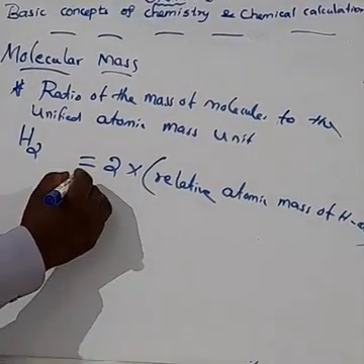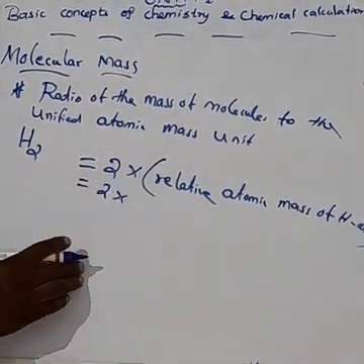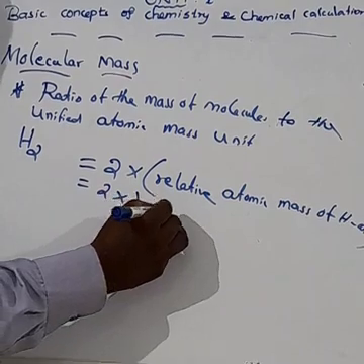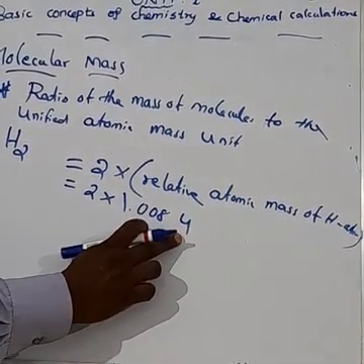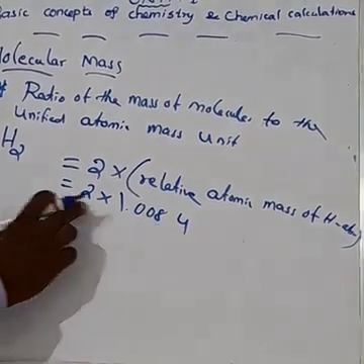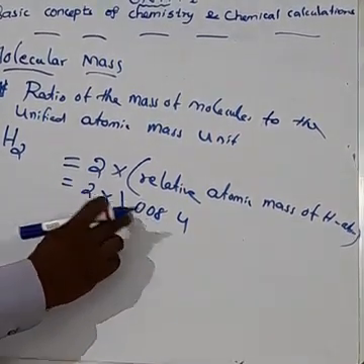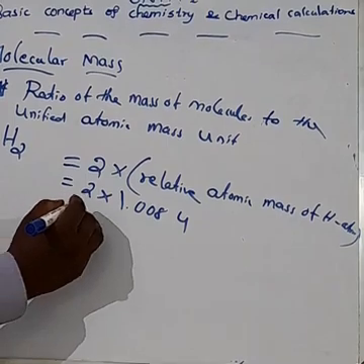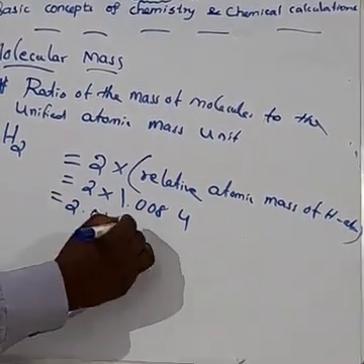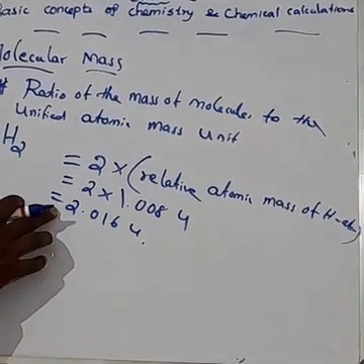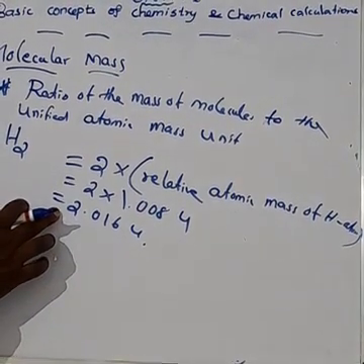That is equal to 2 into, already we learned, 1.008 U. What is U? Unified atomic mass. Okay. That is equal to, when you have multiplied 2 into 1.008, what is your answer? Tell me. 2.016 U. This is the relative molecular mass of a hydrogen molecule.